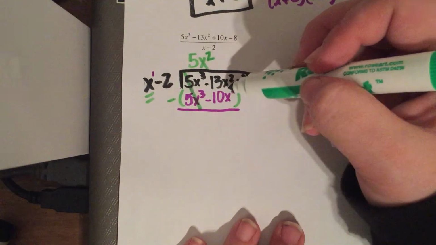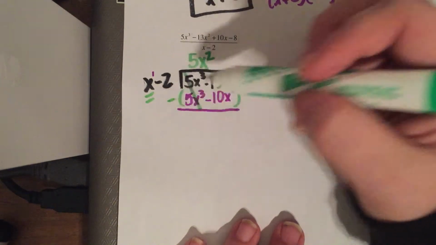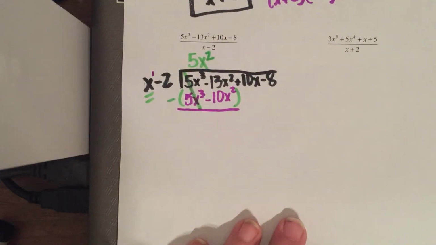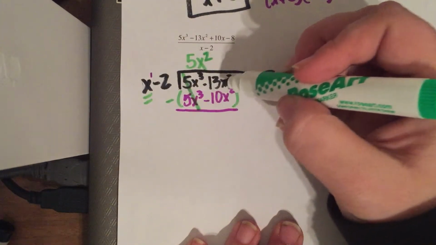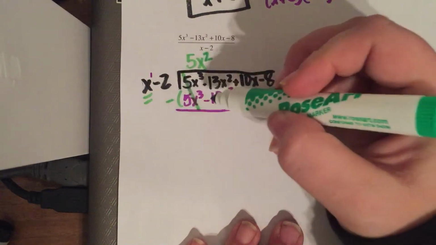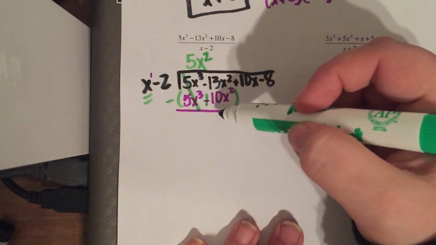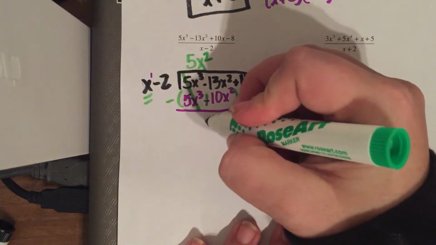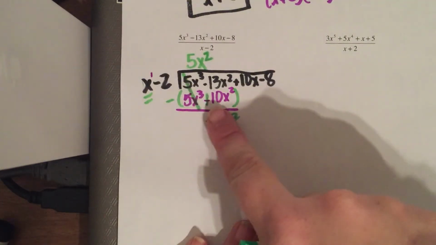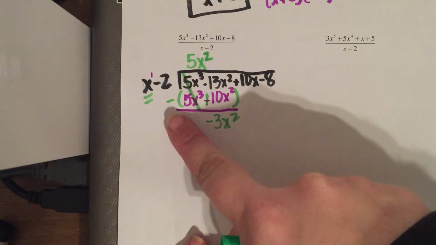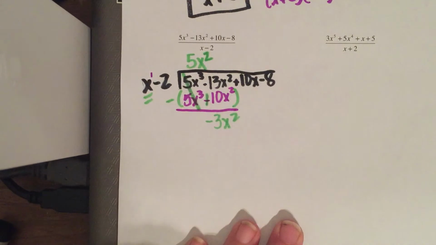And negative 13x squared minus negative 10, well, minus negative is the same thing as plus positive, okay? So negative 13x squared minus negative, that's going to make that a positive right there. So negative 13 plus 10x squared is actually going to get me negative 3x squared. Did everybody see how my sign changed right there? Because it ended up being minus negative. And we all know that minus negative turns into a positive.